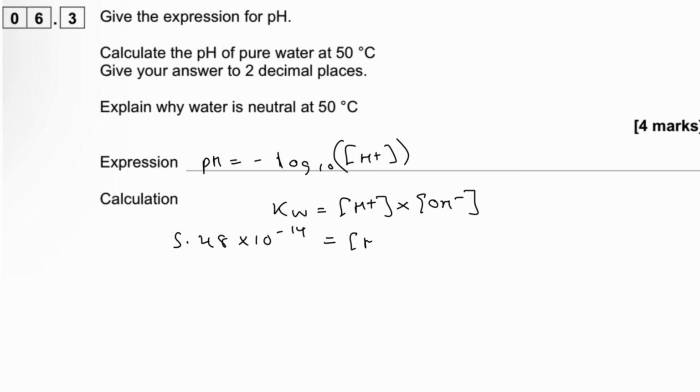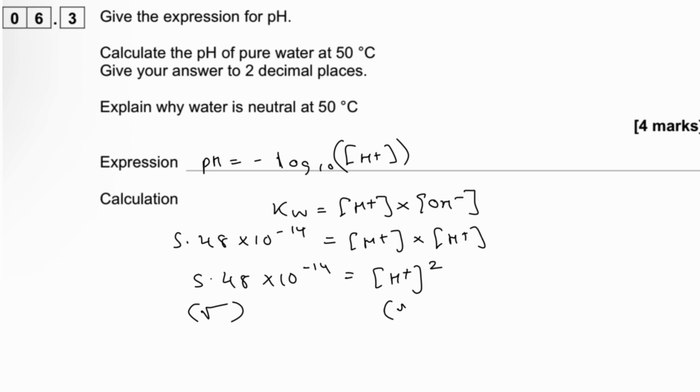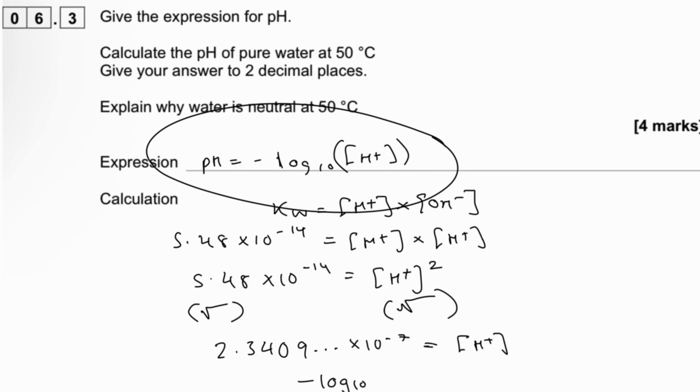So we can actually replace the hydroxide ion concentration with the concentration of hydrogen ions because they're the same. And therefore, when they're multiplied, it's squared. When we have a squared, we want to get rid of that. We're going to do the inverse, which is square rooting both sides. So square root of 5.48 times 10 to the negative 14 gives me 2.3409... There's so many values in my calculator. Don't need to write them all down. And that gives me the concentration of hydrogen ions. I'm going to put that into my expression of pH, which I just gave the answer for right here.